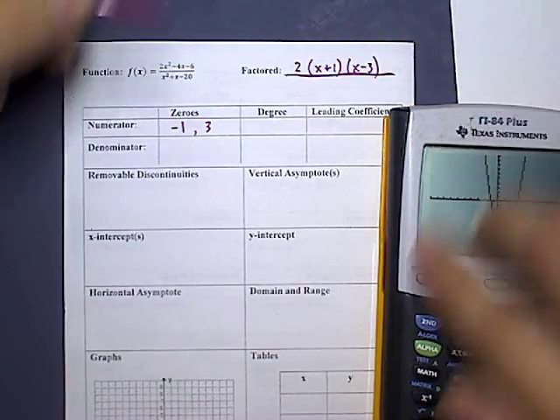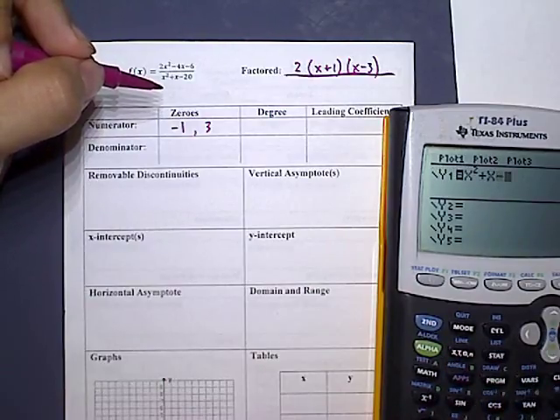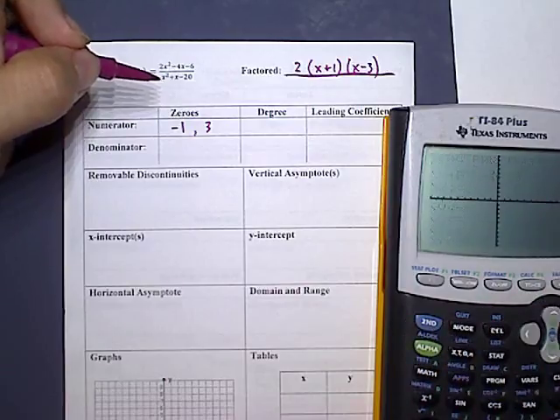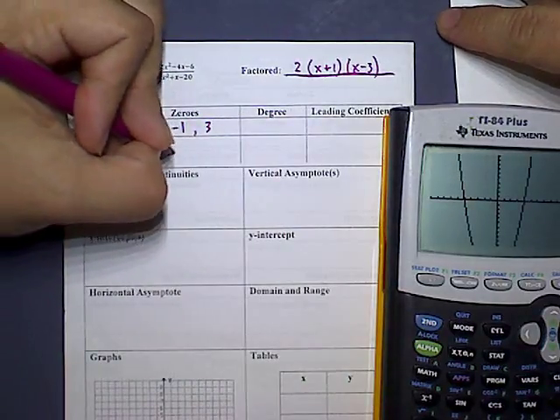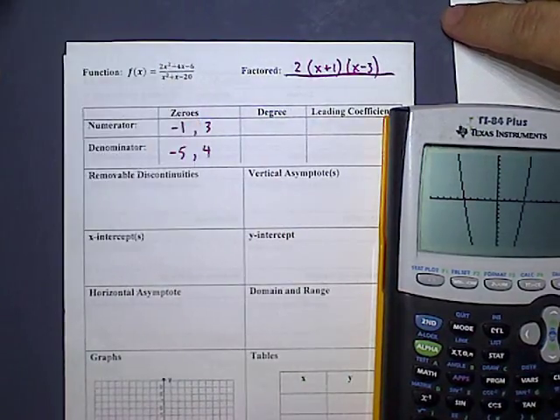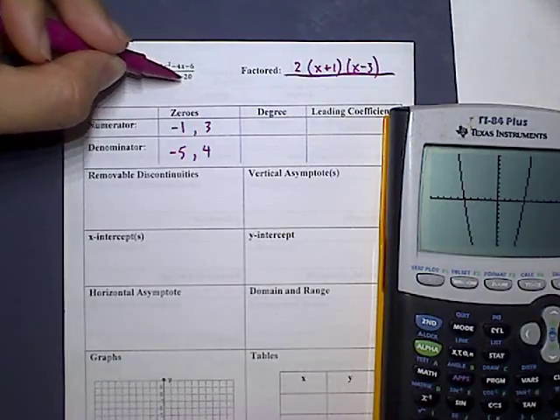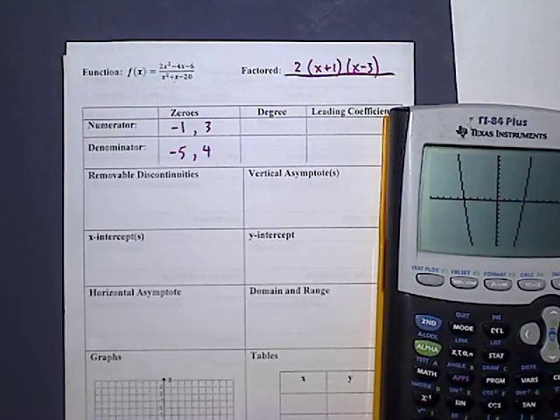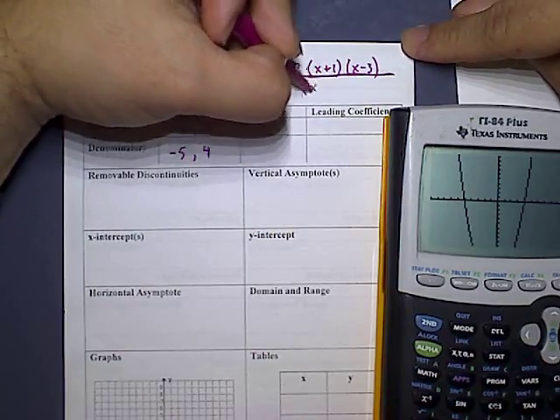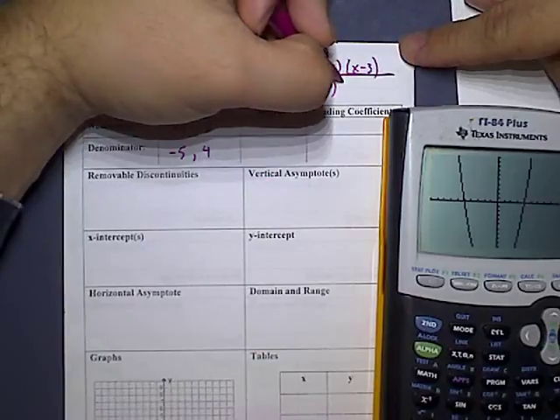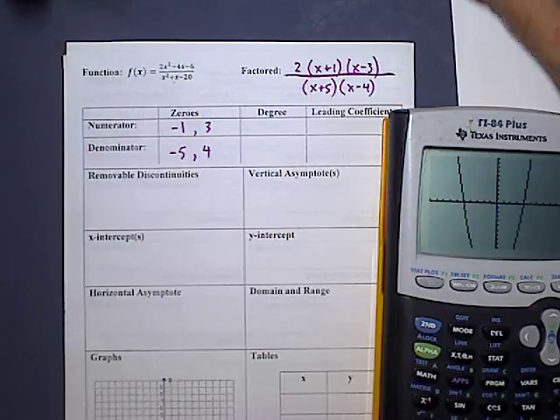Now it's time to move on to the denominator. We have x squared plus x minus 20. Again, I will graph it. We have an x-intercept at -5 and at +4, so those are the zeros, -5 and +4. The coefficients here are 1, 1, and -20. The only number that all those are divisible by is 1, so that means I don't need to factor anything out. The linear factor to go with -5 is x plus 5. The linear factor to go with 4 is x minus 4. And now, both the numerator and denominator are factored.